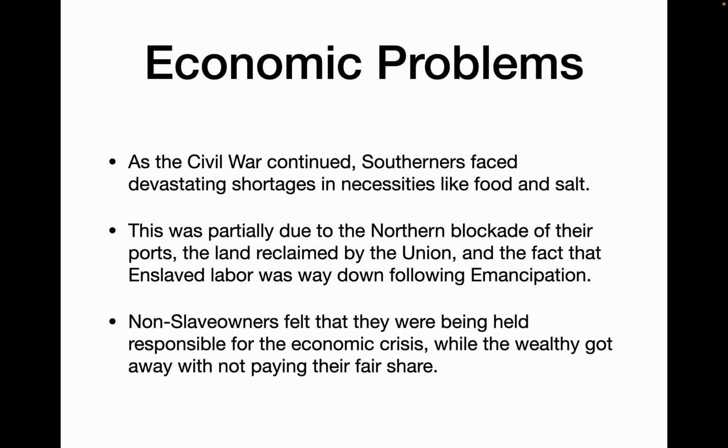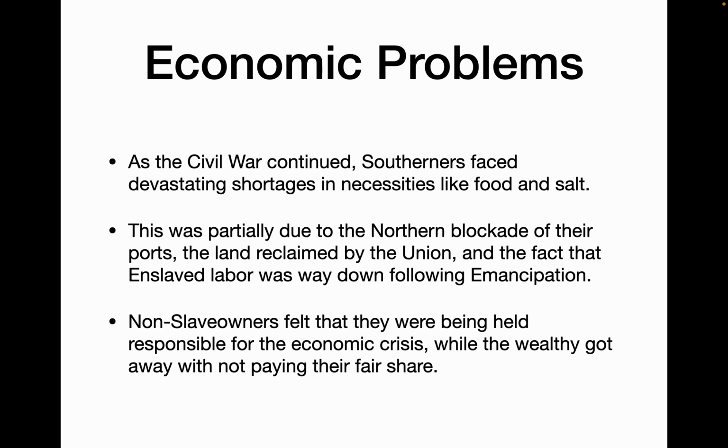Now, as the Civil War is continuing, a lot of Southerners are also facing shortages of necessities. Remember, most of the mills and the factories are up north, and so they're facing a lot of difficulties finding the things they would normally have, but also basics: food, salt, anything. And this is partially due to the fact that the Northern Navy was in a lot of ports, blockading the ports. Also, we saw land being reclaimed by the Union, so that land was no longer sustainable for farming.